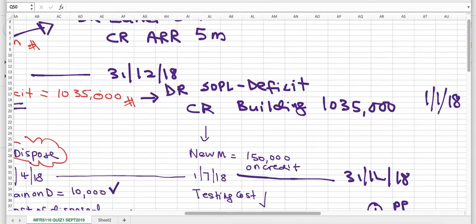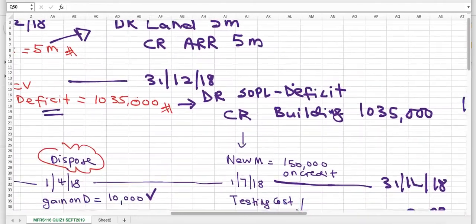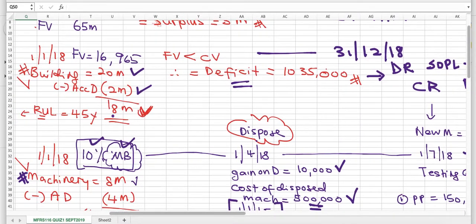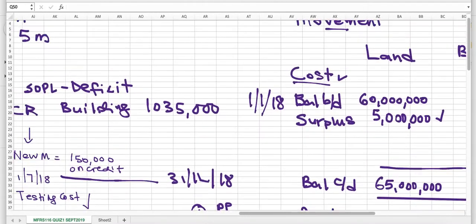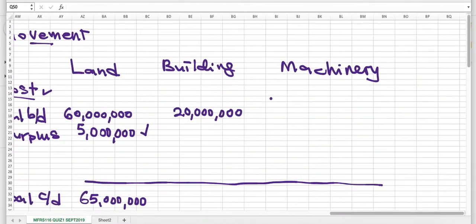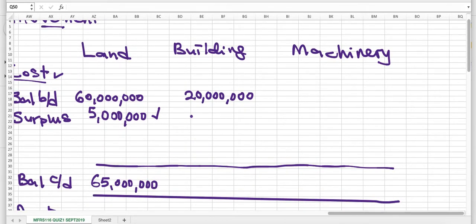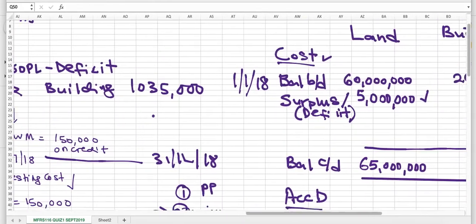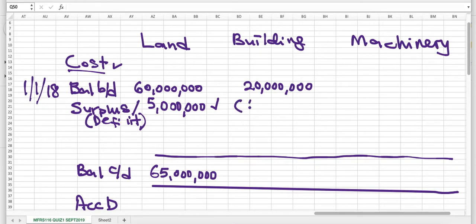So if you look at the journal entry, you credit building, and in fact you should know your carrying value is 18 million. It's more than the fair value, therefore you have to reduce your asset by how much? By 1035. So you will credit your building, this one. Okay, so we can write here surplus or deficit. The value is 1035, so we will deduct 1035. Bracket means deduct.